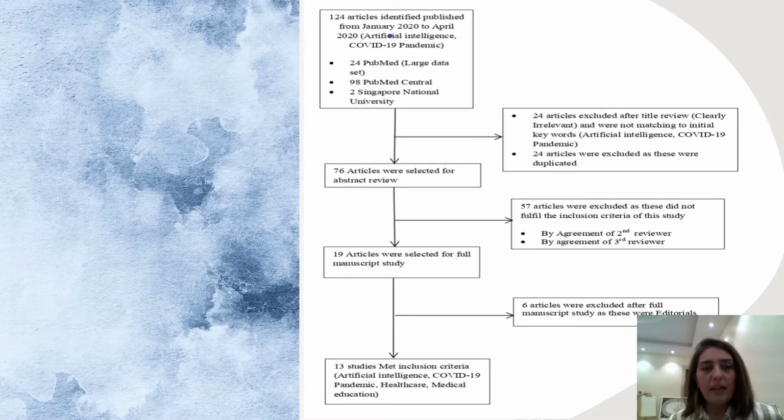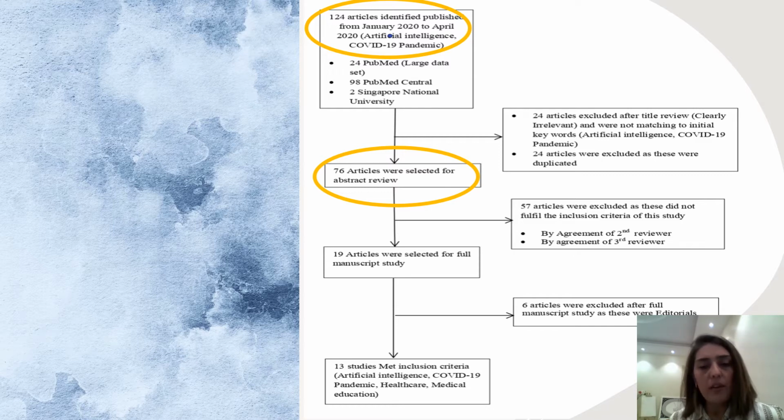This is the summary of our systematic review. We identified 124 articles in this short review conducted between January 2020 to April 2020 by using the keywords artificial intelligence and COVID-19 pandemic. We used the databases PubMed Central and Singapore National University to identify these articles, and by looking into titles, we identified 76 articles which addressed the exact role of artificial intelligence in different healthcare systems and domains. Out of these 76 abstracts, we identified 19 articles for full manuscript review according to the PRISMA approach by applying inclusion and exclusion criteria, and 3 independent reviewers reviewed these manuscripts for final results.